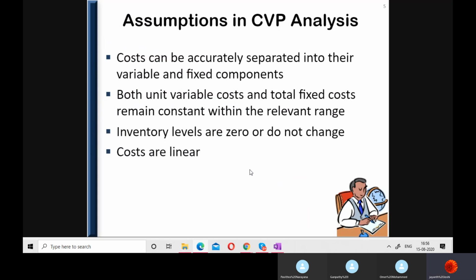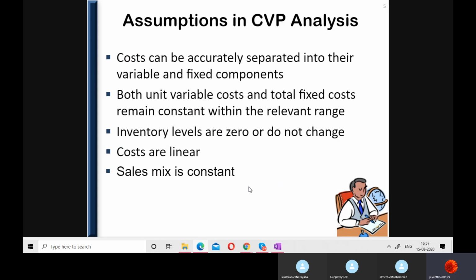So what are the assumptions in CVP analysis? Cost can be accurately separated into their variable and fixed components. This is a very good thing about CVP analysis. We can divide the cost into two parts. Variable nature cost, we can keep it separate. Fixed nature cost, we can keep it separate. When we combine both things, we get total cost. And total cost can also be segregated.